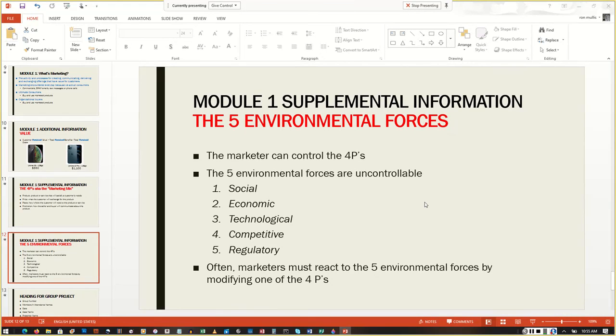So like we said, marketers can control the 4 P's, but there are some things that marketers can't control, and we call those the uncontrollable variables. These are often environmental forces that cause the marketers to not be able to control the 4 Ps. And the 5 environmental forces, uncontrollable forces, are social, economic, technological, competitive, and regulatory.